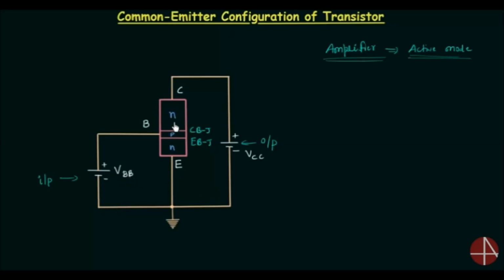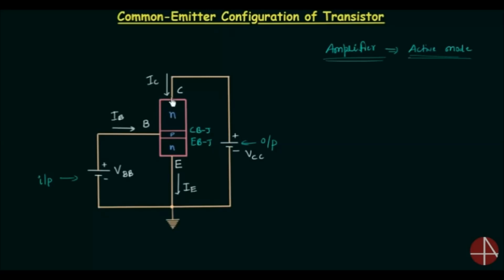We are using NPN transistor, so the base current is the entering current, IB is the entering current, emitter current IE is the leaving current, and like base current, collector current is also the entering current.